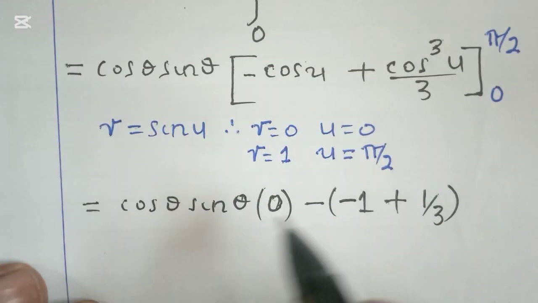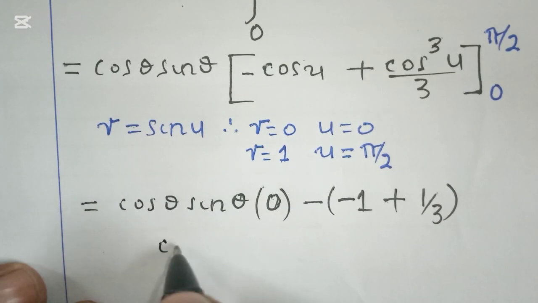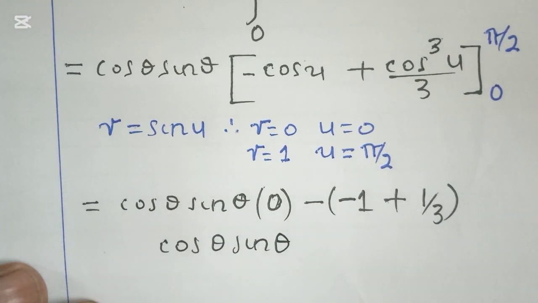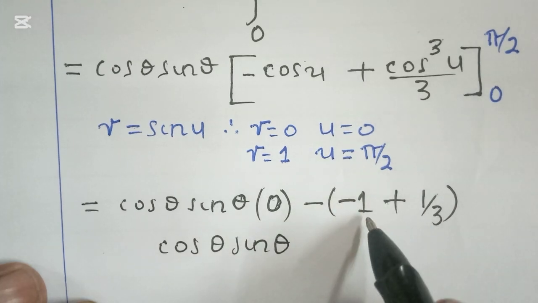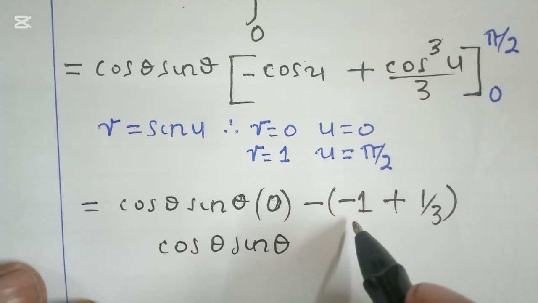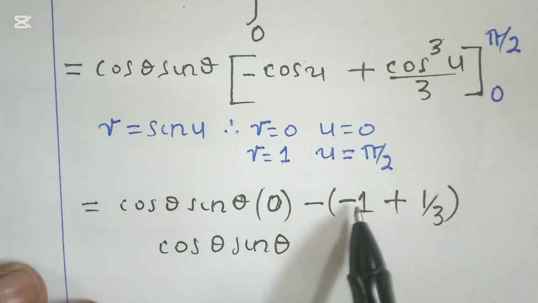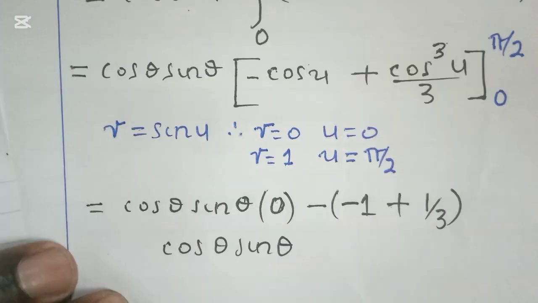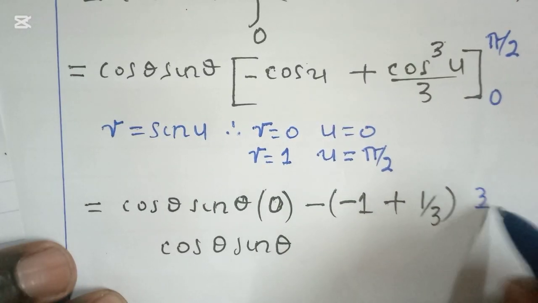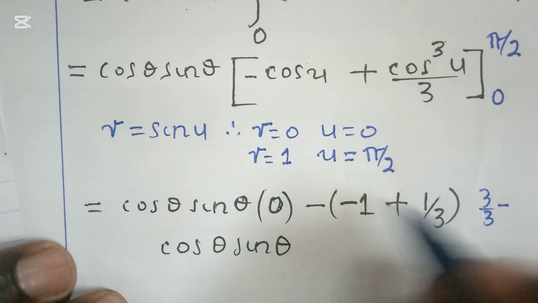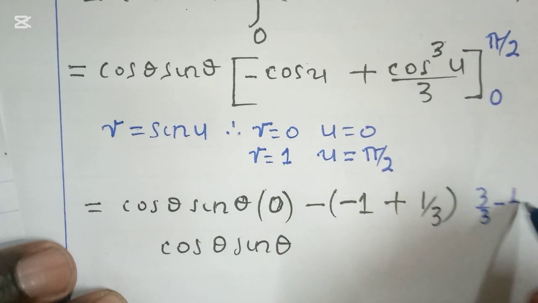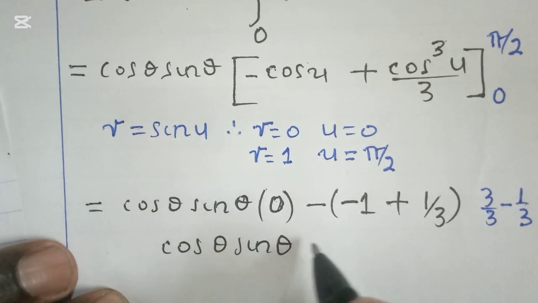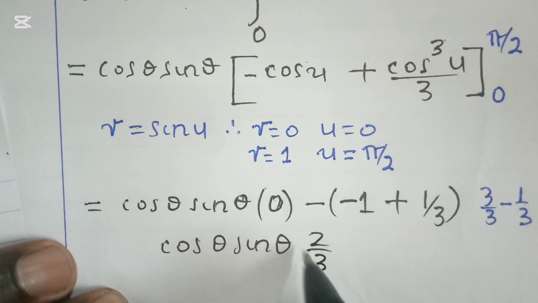And so we shall have cos theta sine theta. If we do this one, it is going to be plus minus. So this is going to be 3 over 3 minus a third, because this is plus, this is minus a third. So we are going to have 2 all over 3. This is going to be 2 all over 3, like that.